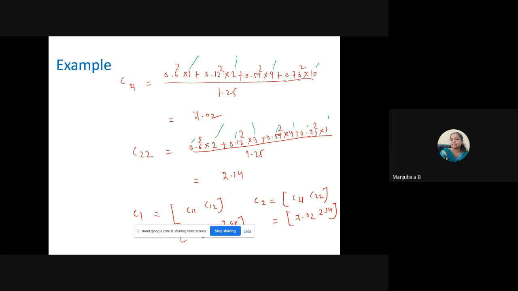So you will get the centroid for cluster 2 as 7.02, 2.14. So these are the cluster centroids you are getting after applying the fuzzy pseudo partition.